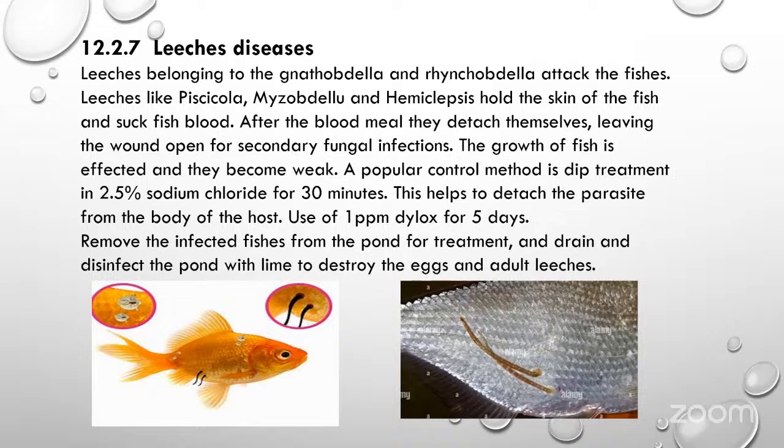A popular control method is dip treatment in 2.5% sodium chloride for 30 minutes. This helps to detach the parasite from the body of the host. Use of 1 ppm Dylox for 5 days. Remove the infected fishes from the pond for treatment and drain and disinfect the pond with lime to destroy the eggs and adult leeches. See how the leeches catch hold of the fish and they destroy the skin of the fish.